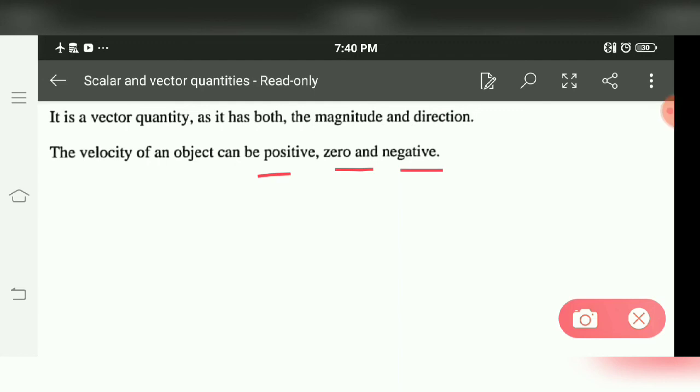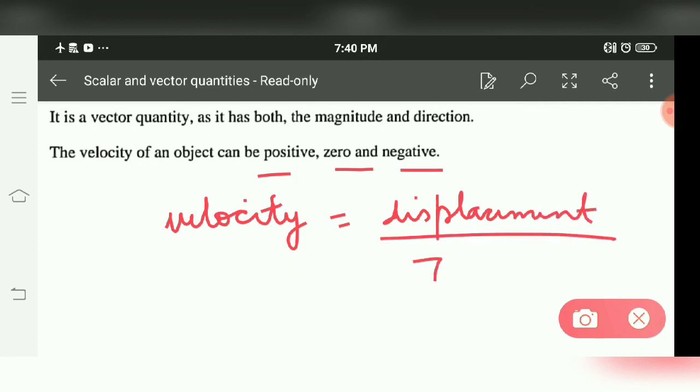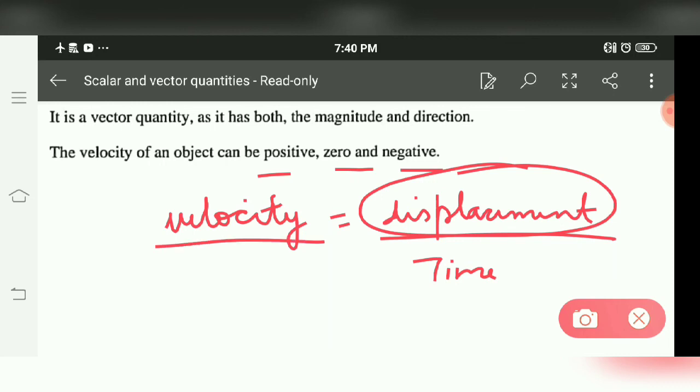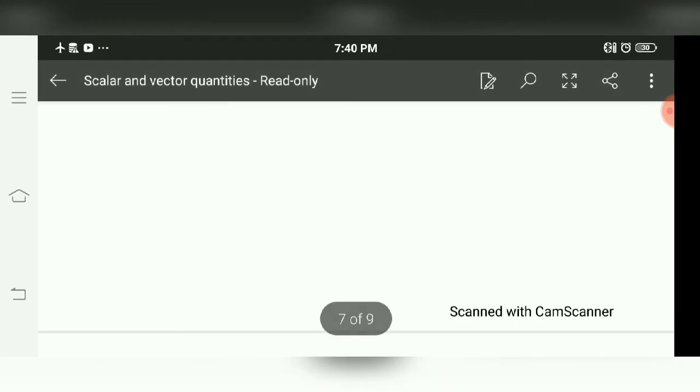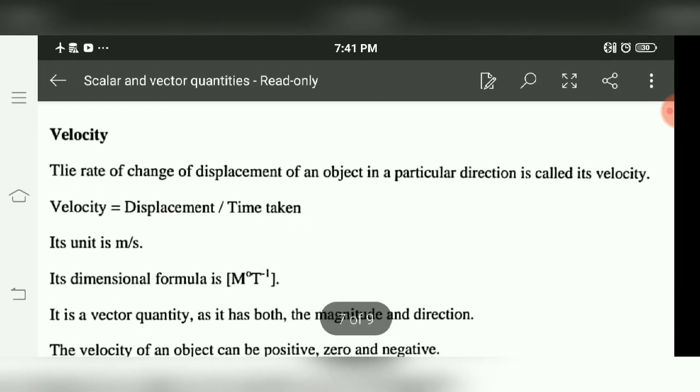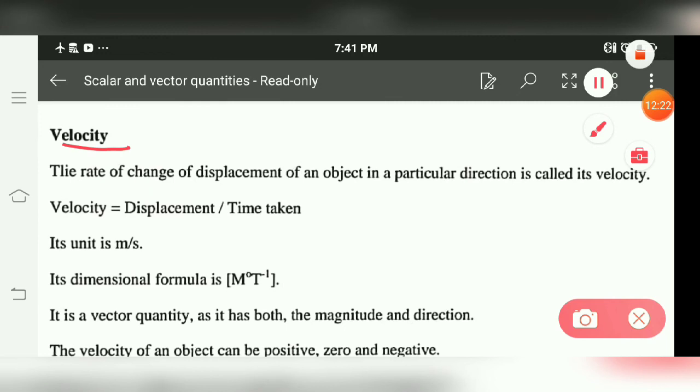Now velocity is displacement upon time taken. So if displacement is positive, velocity is positive. If displacement is negative, velocity is negative. And if displacement is zero, then velocity is zero. But speed is always positive. Just like uniform and non-uniform speed, velocity can be uniform and non-uniform. If a body covers equal displacement in equal intervals of time, then it is said to have uniform velocity. Otherwise, it is said to have non-uniform velocity.